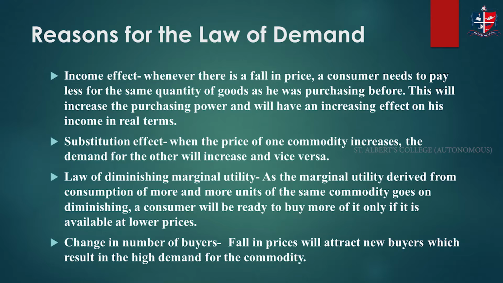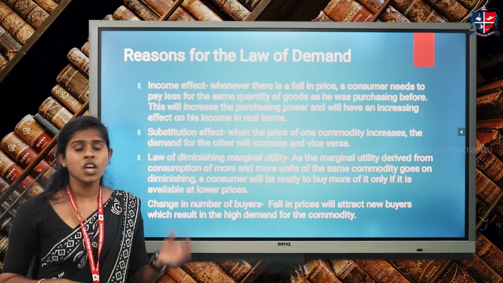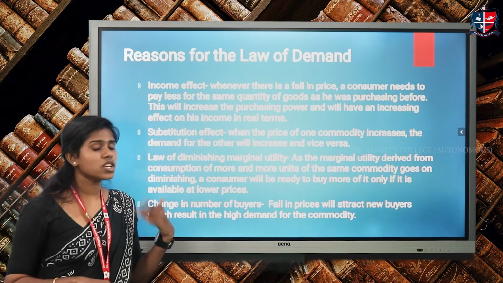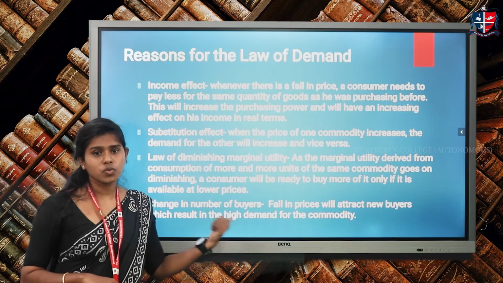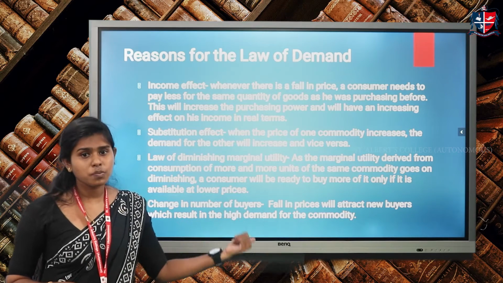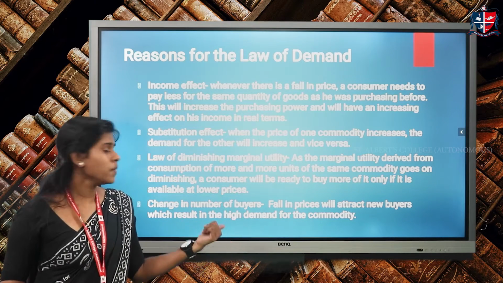As the price of one good increases, the demand for the other substitute will increase. Next is the law of diminishing marginal utility. As the marginal utility derived from the consumption of more and more units of the same commodity goes on diminishing, a consumer will be ready to buy more of it only if it is available at lower prices. In anticipation of lower prices, the consumer will definitely buy the goods when the prices are lower. So when the products are available at cheaper rates, the demand for the commodity will increase.